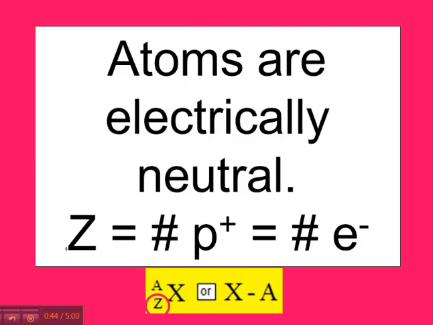Atoms on the periodic table are electrically neutral, which means that Z stands not only for the number of protons, but also for the number of electrons. Again, this only applies to neutral atoms.